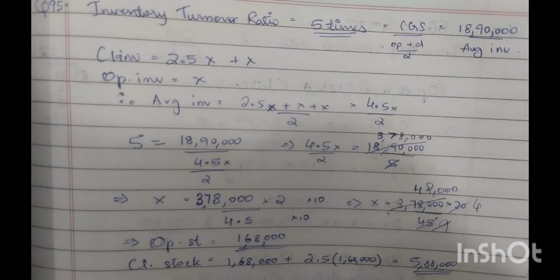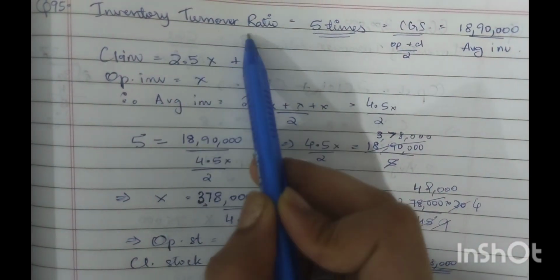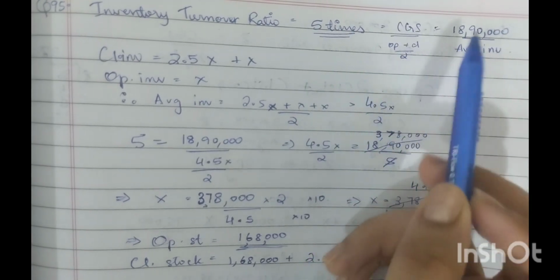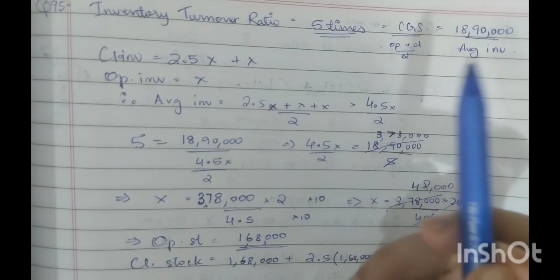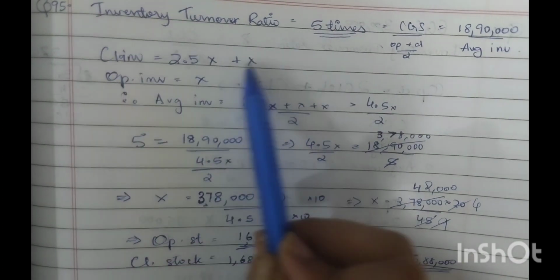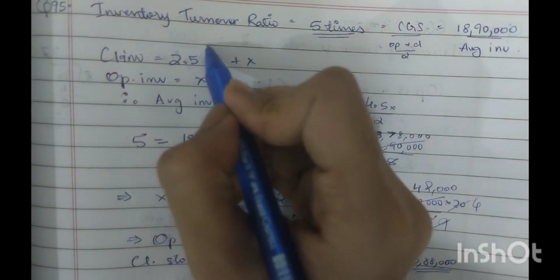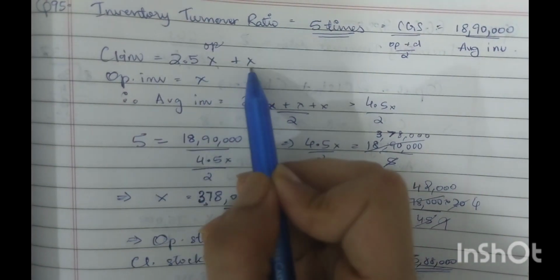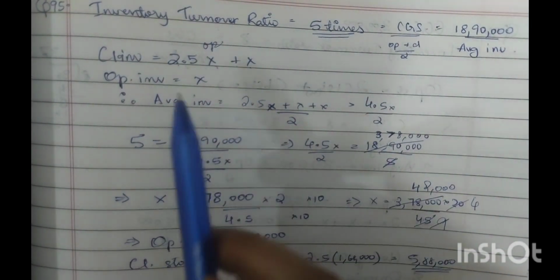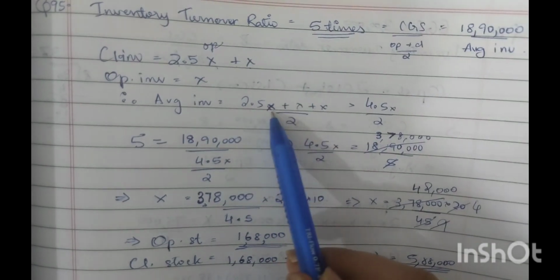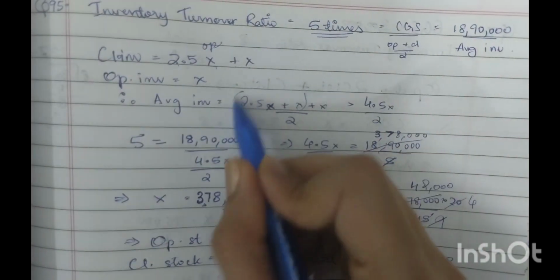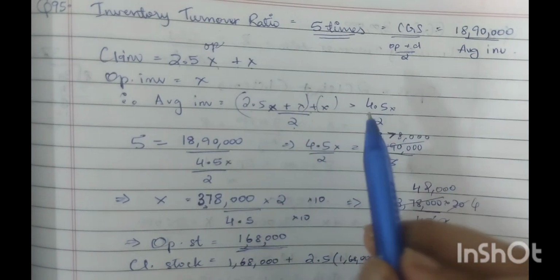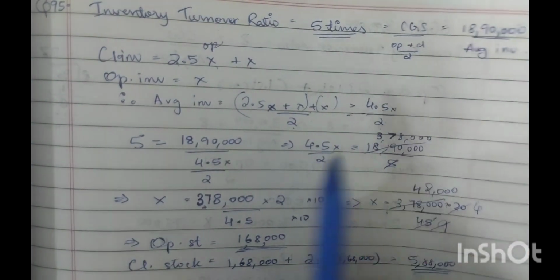They've given us inventory turnover ratio 5 times, which is equal to CGS by average inventory. CGS is given as 1890. And we know that closing inventory, as I mentioned, is 2.5 times X. Say X is opening inventory. So 2.5 opening inventory plus opening inventory. So average inventory is 2.5x plus X, which is closing stock, plus X, that is opening stock, by 2. This gives us 4.5x by 2.